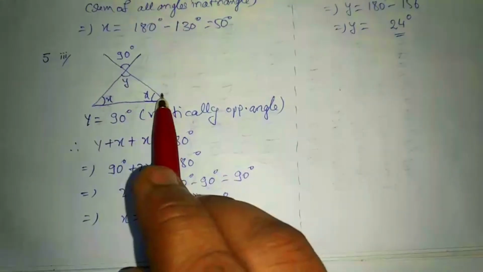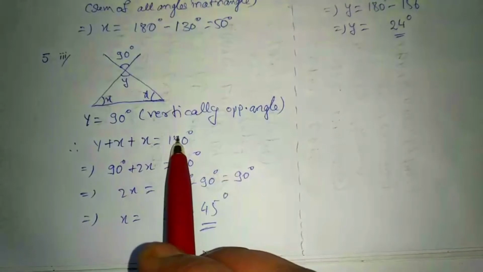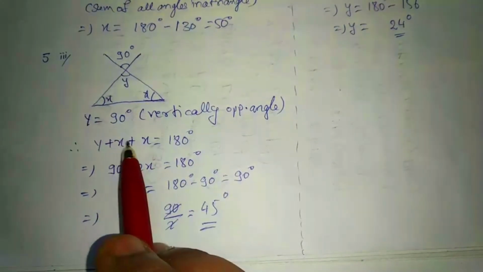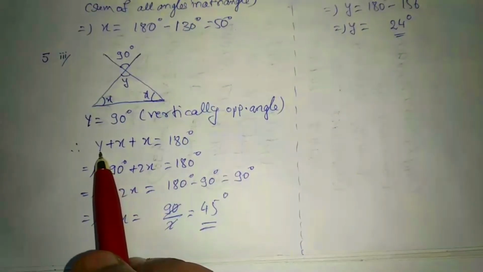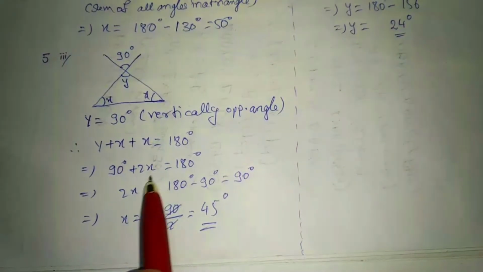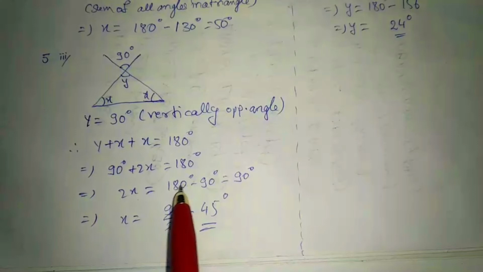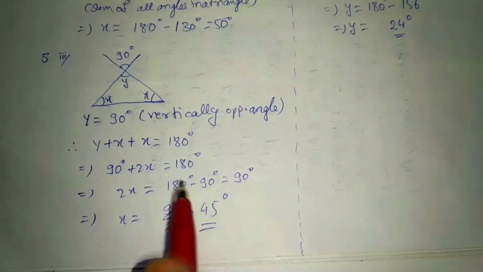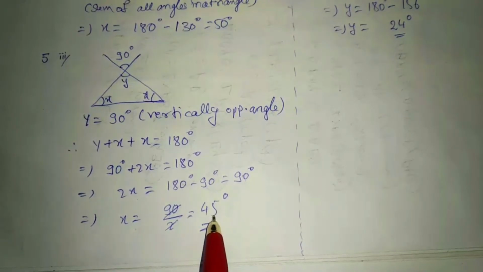Now come to this triangle. As we know, the sum of all the angles of a triangle is equal to 180 degree. So we can write y plus x is equal to 180 degree. Put the value of y, that is 90 degree, plus 2x equal to 180 degree, or 2x is equal to 180 minus 90, that is 90 degree, and the value of x will be 45 degree.